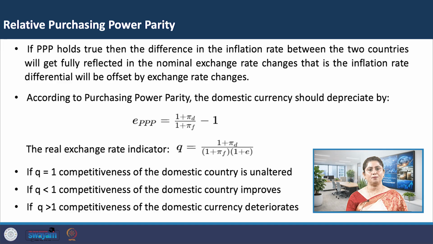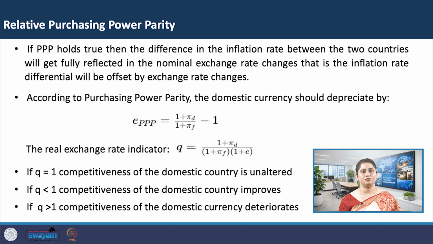The PPP implied depreciation can be calculated as: exchange rate according to PPP is equal to 1 plus inflation rate of the domestic country divided by 1 plus inflation rate of the foreign country, minus 1. To assess whether the actual rate movement is sufficient to maintain competitiveness, we use real exchange rate indicators.